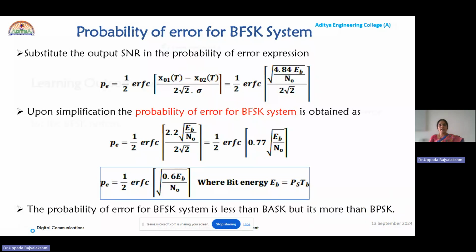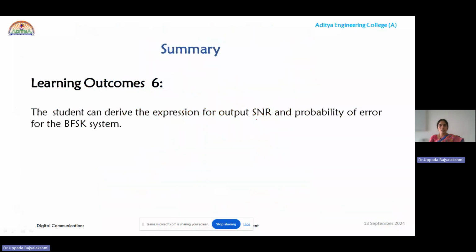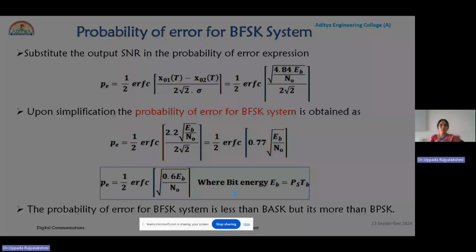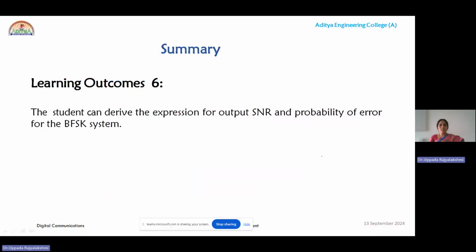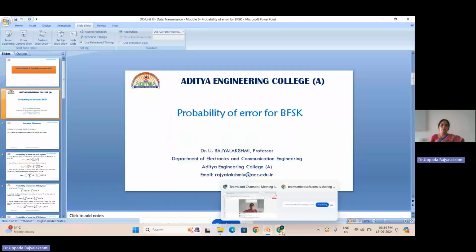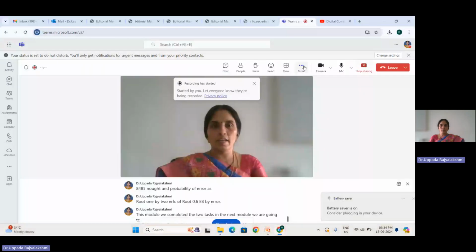So in this module, we calculated the output SNR, which we obtained as root of 4.84 Eb by N naught, and probability of error as 1 by 2 erfc of root 0.6 Eb by N naught. In this module, we completed the two tasks. In the next module, we are going to continue with the probability of error calculation for QPSK. Thank you for listening.